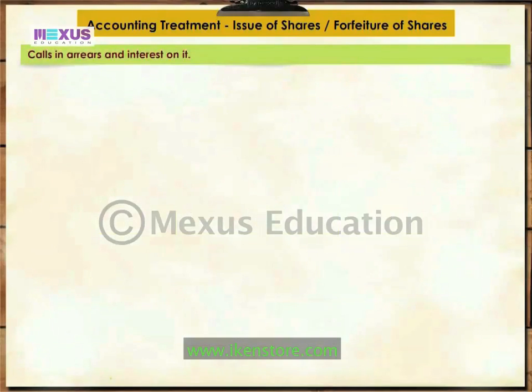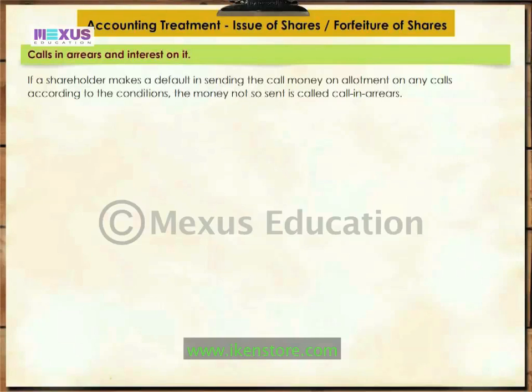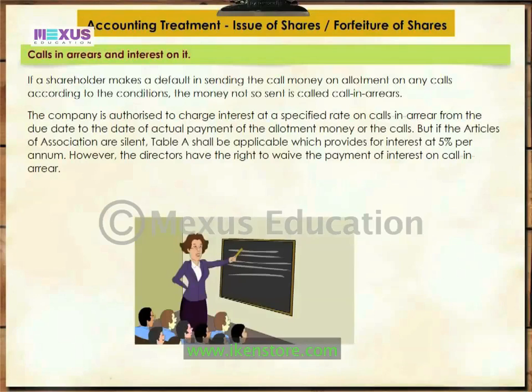Calls in arrears and interest on it. If a shareholder makes a default in sending the call money on allotment or on any calls according to the conditions, the money not so sent is called call in arrear. The company is authorized to charge interest at a specified rate on calls in arrear from the due date to the date of actual payment of the allotment money or the calls.